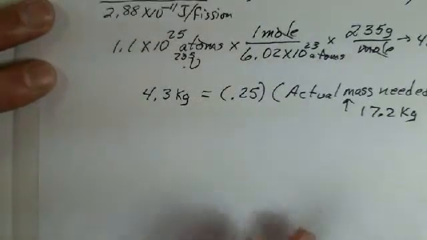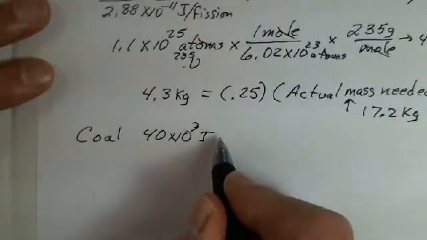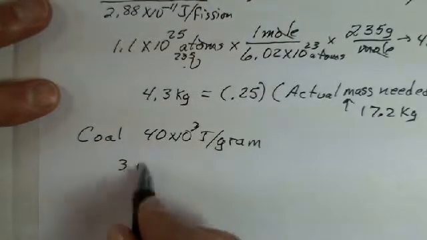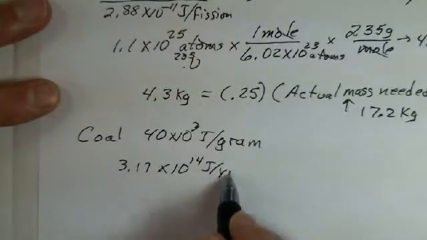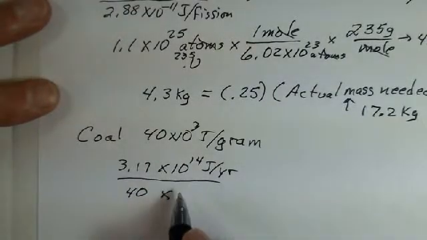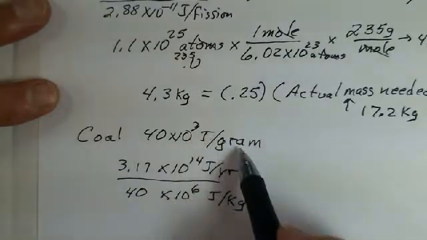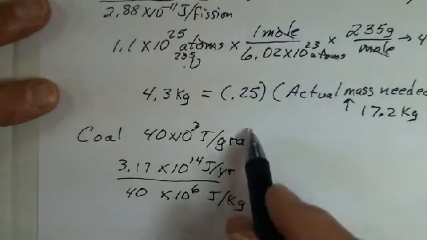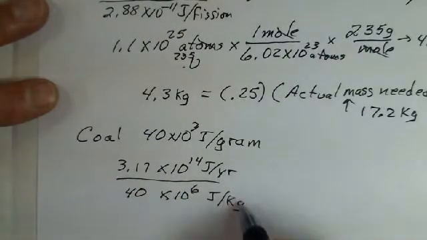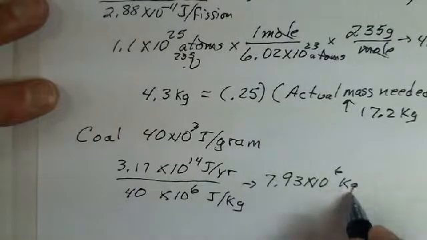It's not in the wording here, but what about if we use coal to produce this energy? I looked up and found that we get 40 times 10 to the third joules released from burning 1 gram of coal. So we have our energy need here, 3.17 times 10 to the 14th joules per year. Let's divide that by 40 times 10 to the 6 joules per kilogram. I'm going to change unit here. We've got 10 to the third joules per gram. So if I convert this to kilograms, there are 1,000 grams in a kilogram. That gives us another 10 to the third power. So when I divide here, the joules will cancel. I have number of kilograms of coal I have to burn per year. And I came up with 7.93 times 10 to the 6 kilograms per year.